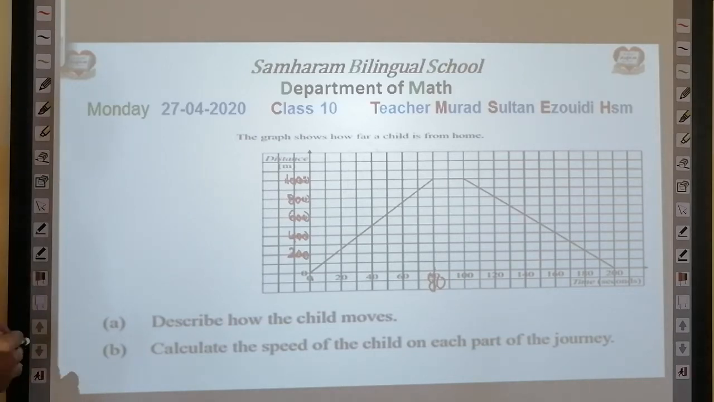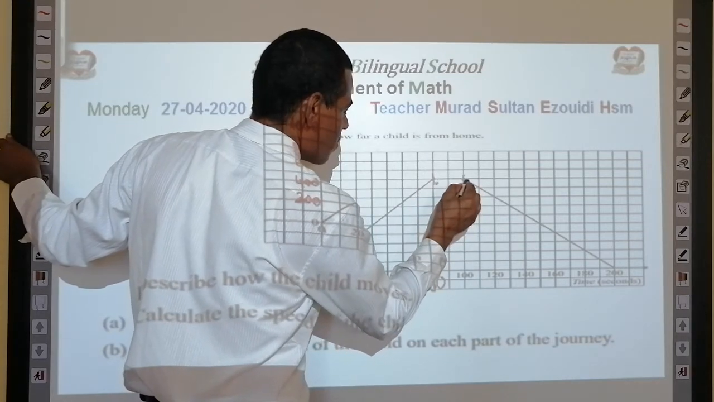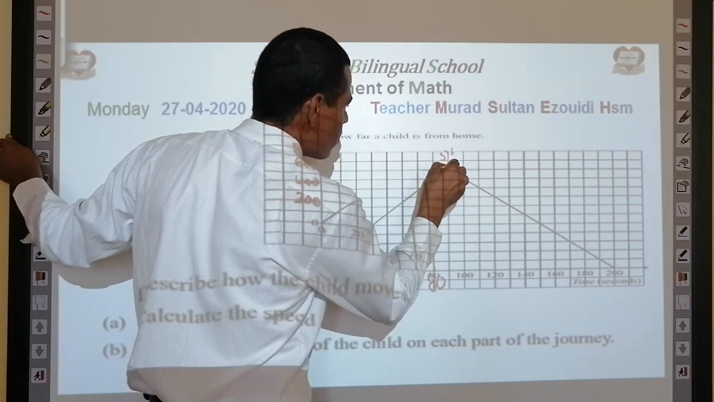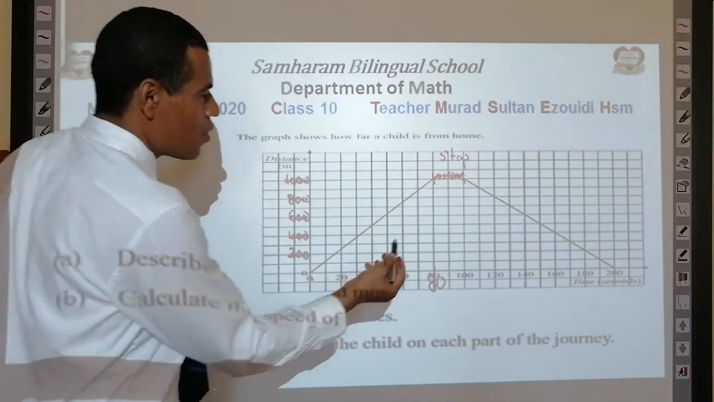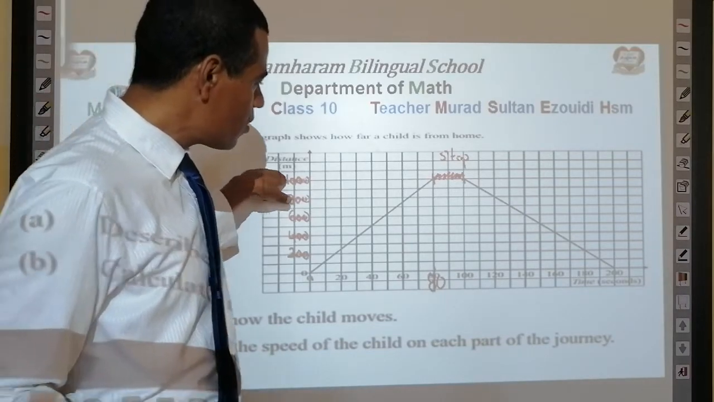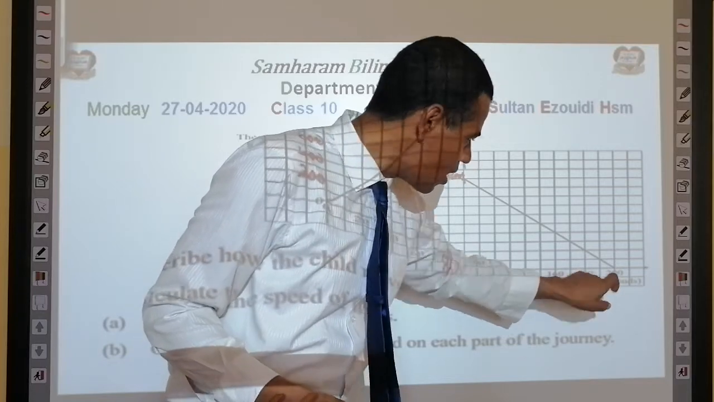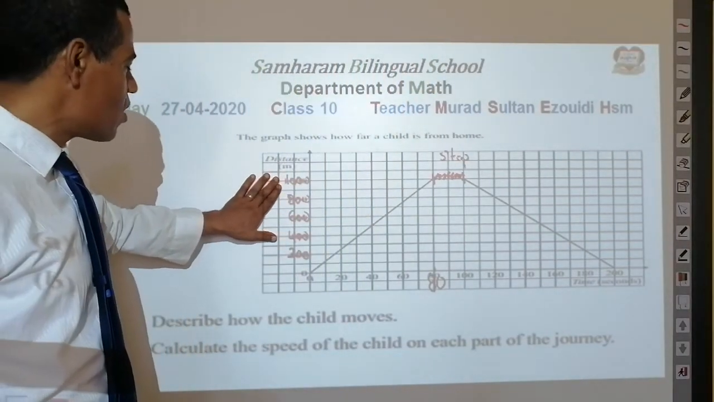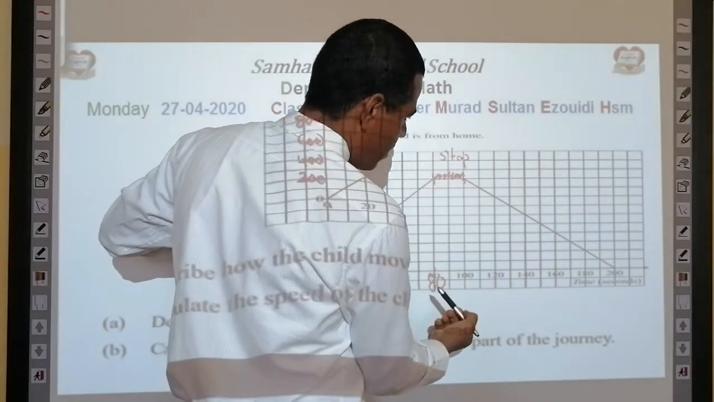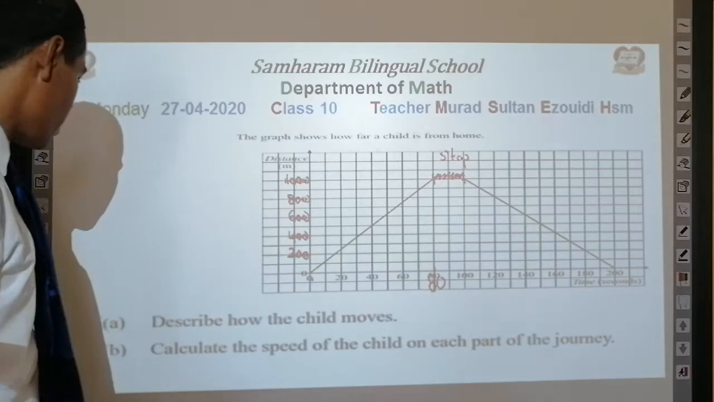Then he stopped here. Here the speed is stationary, which means the boy stopped. The third part of his journey is to go back home. He walked 1000 meters in how many seconds? 20, 40, 60, 80, 100 seconds. In 100 seconds. But in the first part, he only walked 1000 meters in 80 seconds.